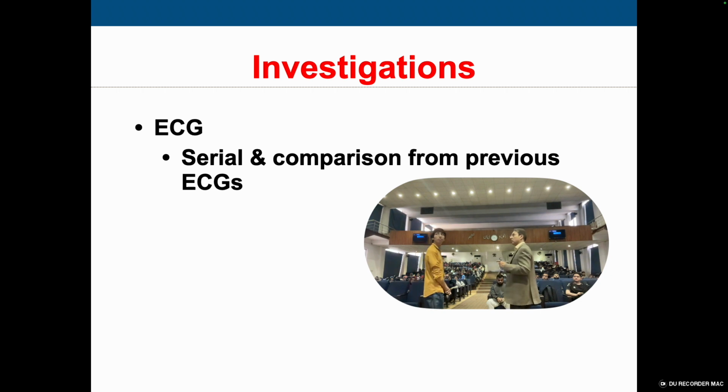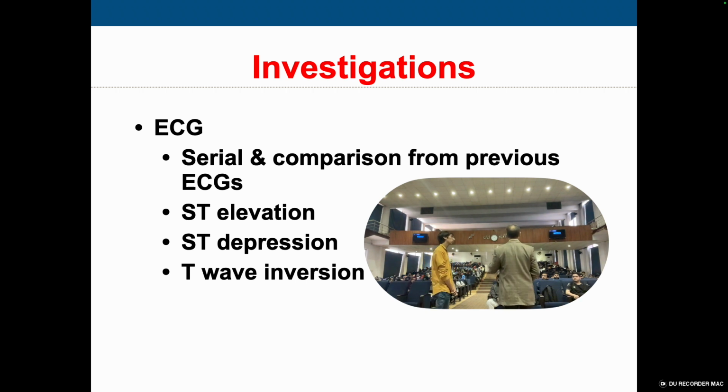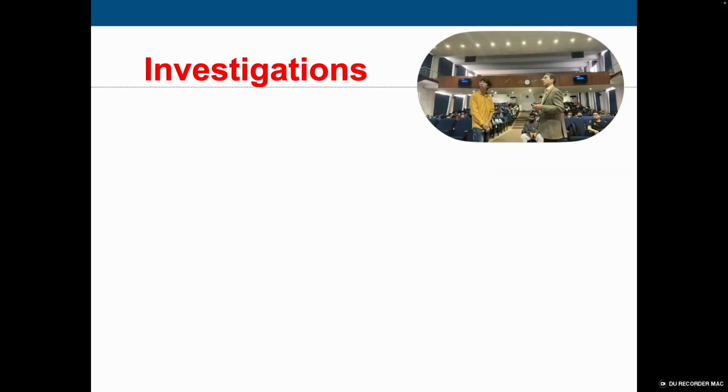So you go for serial ECGs. You see ST elevation, ST depression, T-wave inversions, they may be present. Or otherwise, as I told you, the patient may have tachycardia or bradycardia. If the patient is complicated, you may see different types of rhythms or heart blocks. But generally, these things indicate that ischemia is present. Q waves, arrhythmias, and blocks.